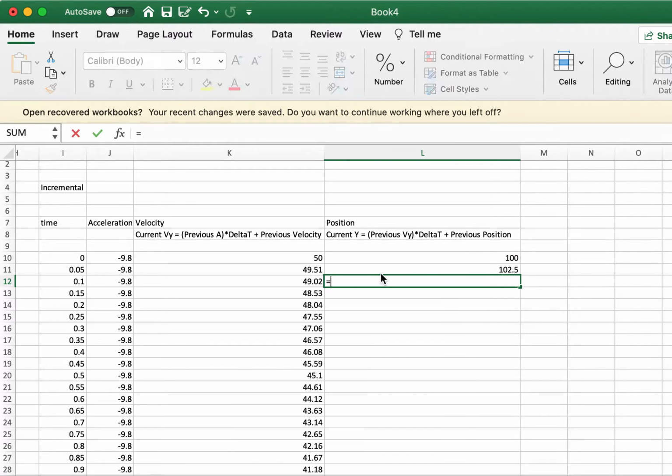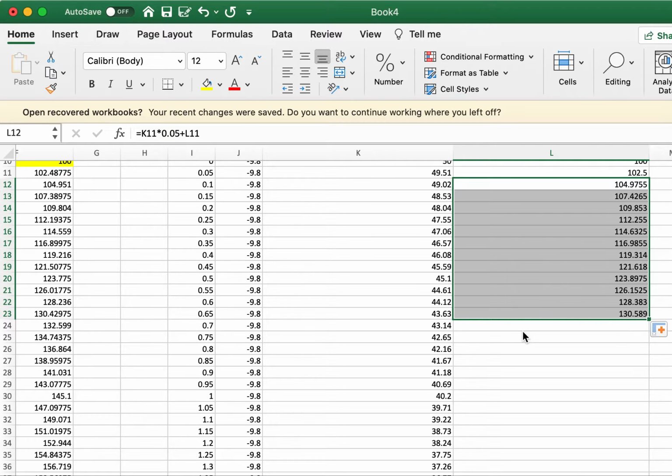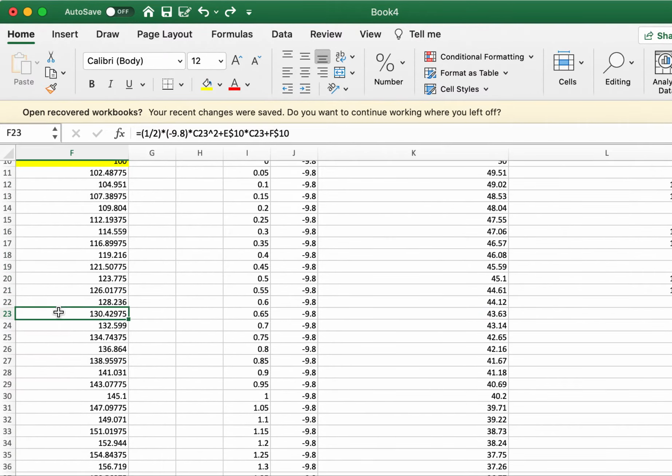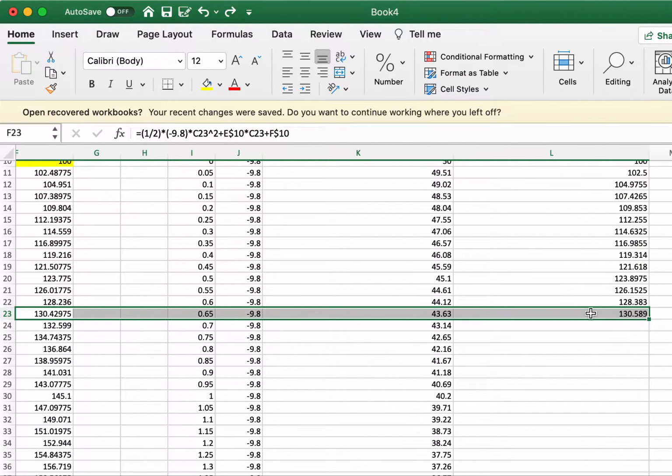And then when you do it here, you're basically doing K11 times delta t plus L11. So see, we're calling up the previous cells each time. So we just keep dragging that down. And we want to see that this is similar to that. But they are not exactly the same.